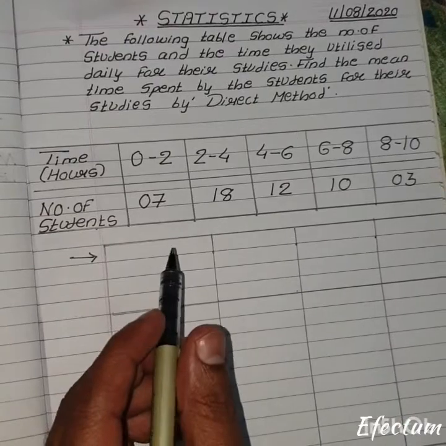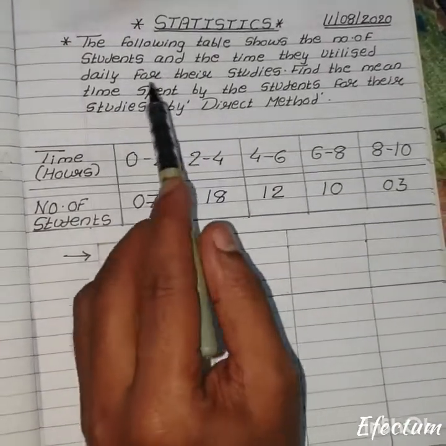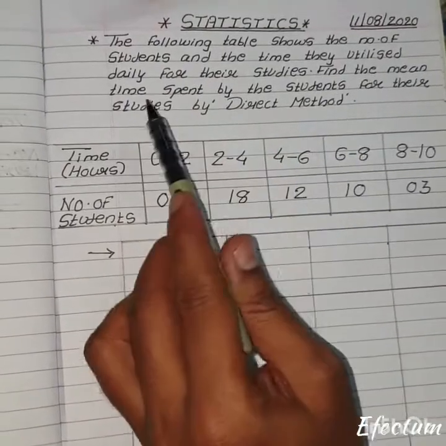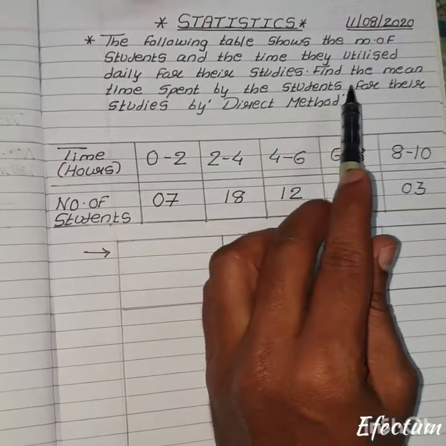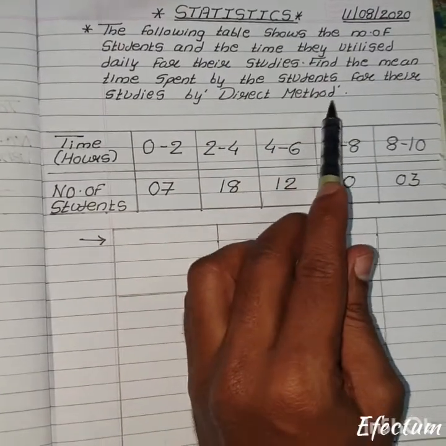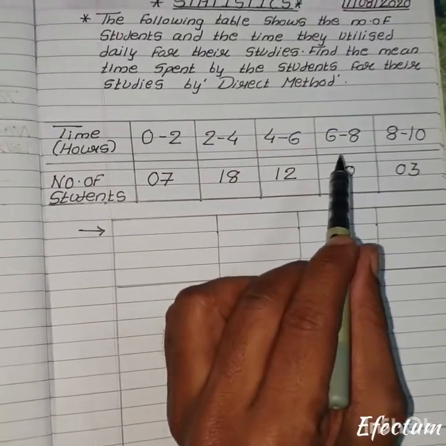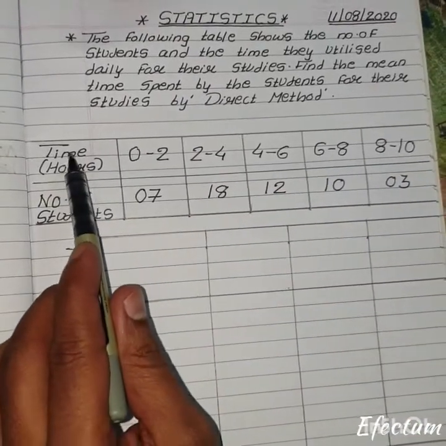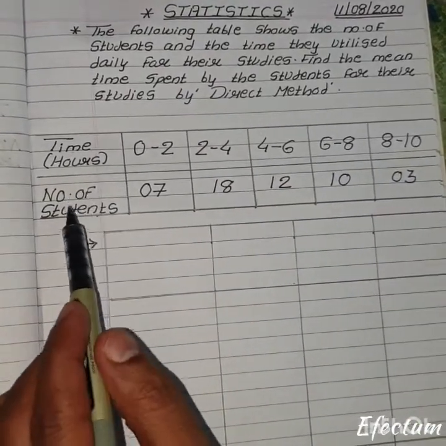So the first sum which we are going to see is the following table shows the number of students and the time they utilized daily for their studies. Find the mean time spent by the students for their studies by direct method. So the first sum which we are going to see is to find out the mean by using direct method. In this case they have given us time in hours and number of students.